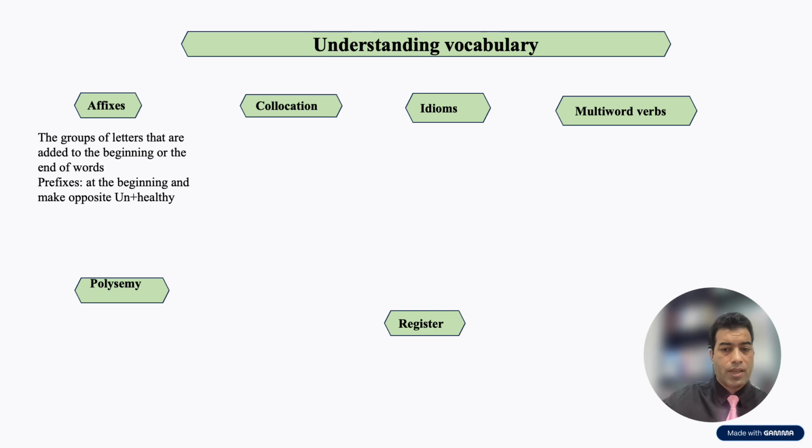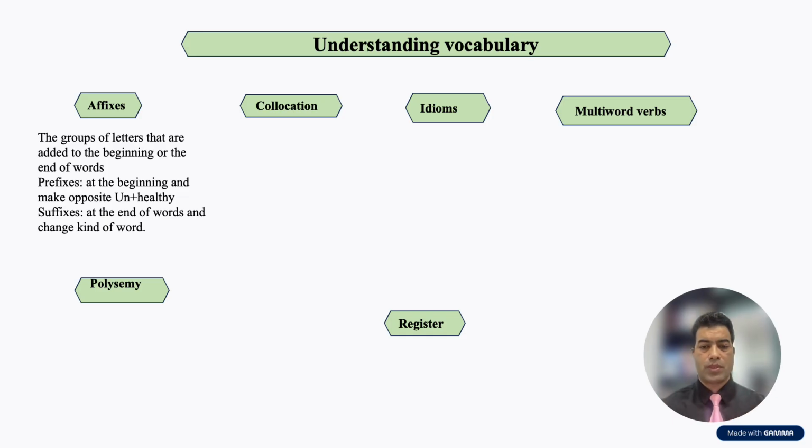If we talk about affixes, they are groups of letters that are added to the beginning or the end of a word. For example, prefixes, which come before a word, right? Before the word starts, so we prefix it. It changes the meaning of the word to the opposite, like healthy, unhealthy, important, unimportant. So these are prefixes.